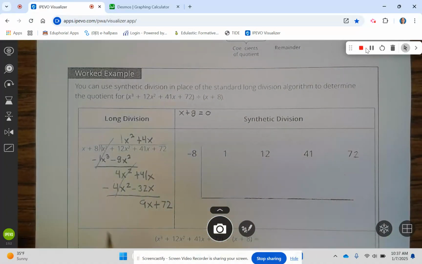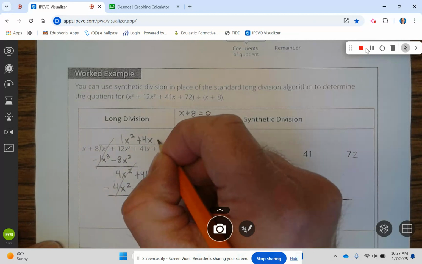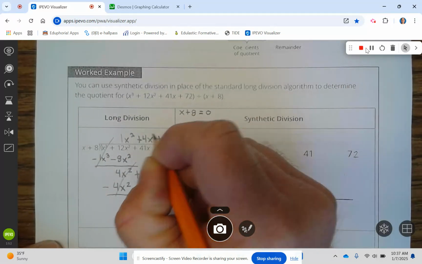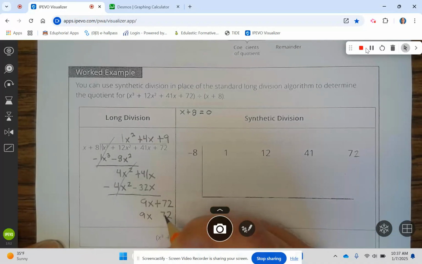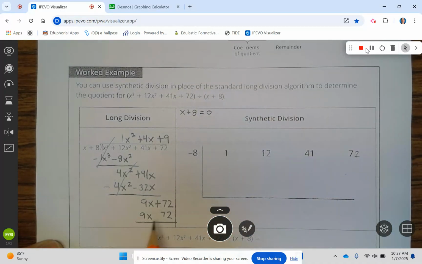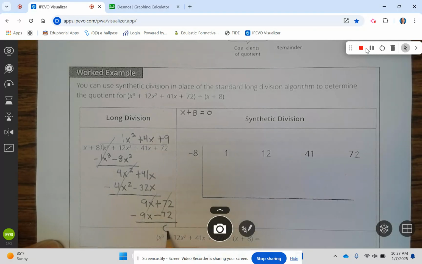Now you ask yourself, what do you multiply x by to give you 9x? The answer to that is plus 9. And we multiply 9 times x plus 8, which is 9x plus 72. Subtract, cancel, remainder of 0.